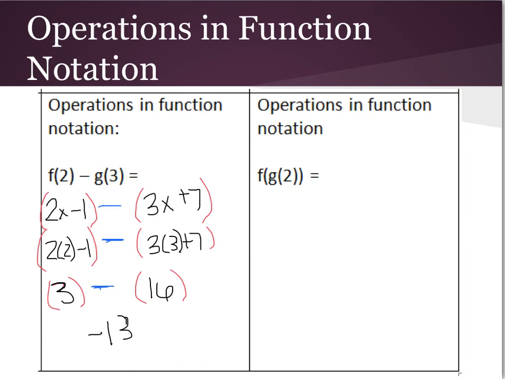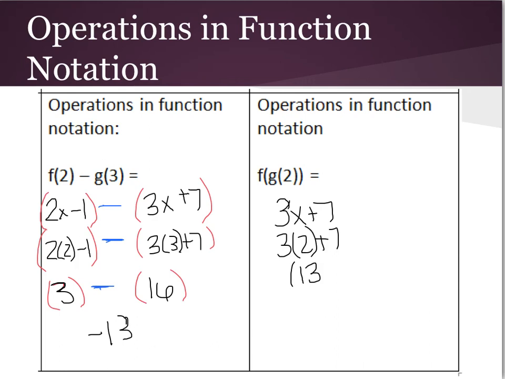So we want to find our function value when g of x is 2. So we have 3x plus 7, that's our g of x function. We're going to put in a 2 for the x value. So 3 times 2 plus 7. 3 times 2 is 6. 6 plus 7 is 13. So g of 2 is equal to 13.